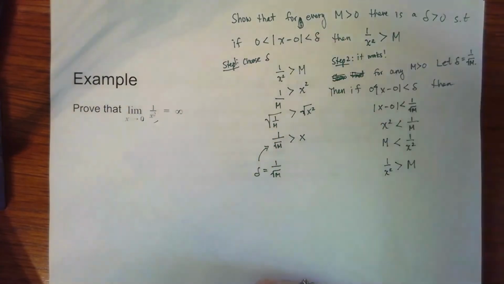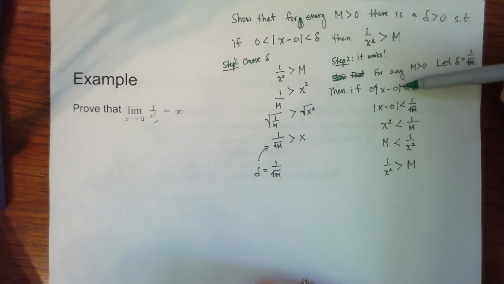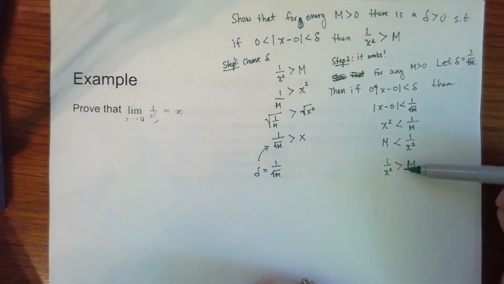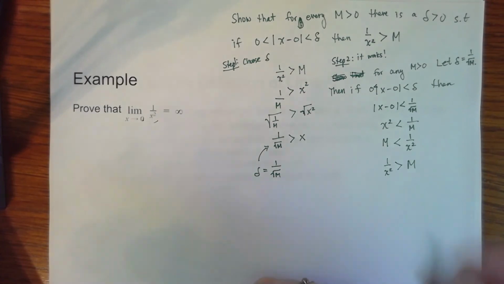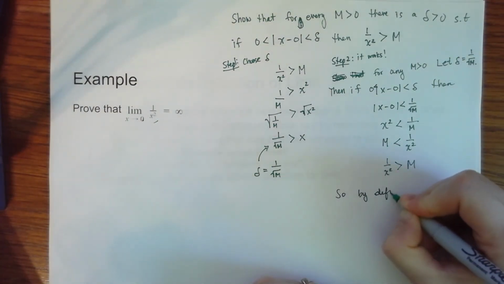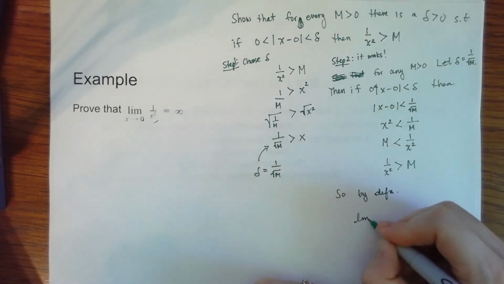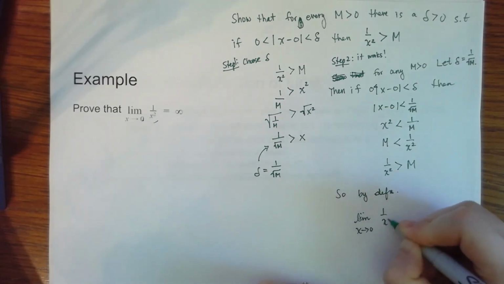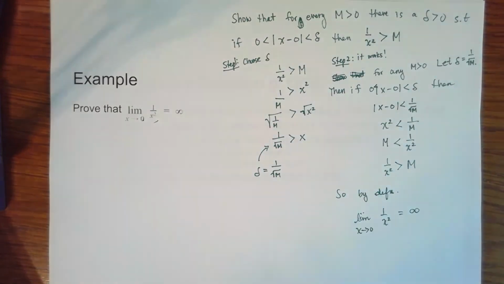So I did show that if I started with the absolute value of x minus 0 less than delta, then I do indeed get that 1 over x squared is greater than m. So by definition, the limit as x approaches 0 of 1 over x squared is indeed infinity.